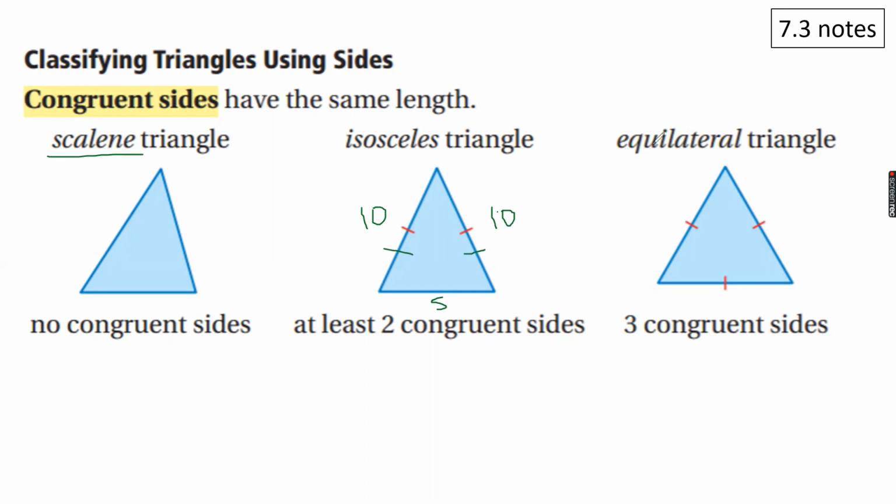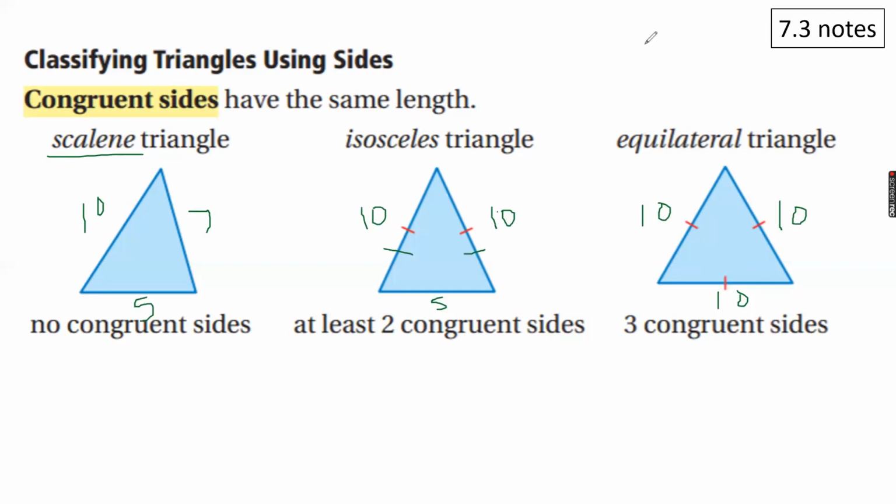And then just like before we had an equiangular triangle, we also have an equilateral triangle, which means that all three of our sides are congruent. So if I say this side is 10, then every single side length has to be 10. And then with a scalene, you could say this is 10, this is 7, and that is 5.